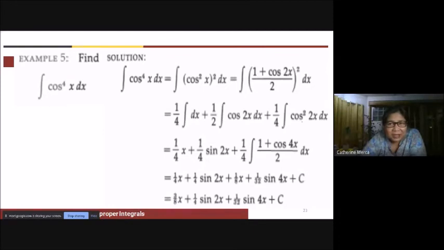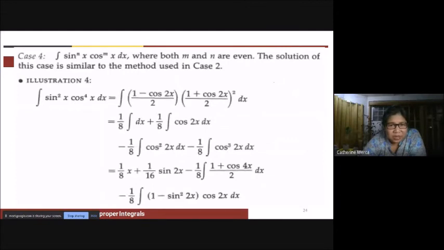The technique is you have to be able to distinguish which one to use, whether 1 plus cosine 2x over 2, or sine squared equals 1 minus cosine squared x, or cosine squared equals 1 minus sine squared x. So if it is even, use the half angle. Case 4 is a combination again of these, where both m and n are even. So use again the formula for even.